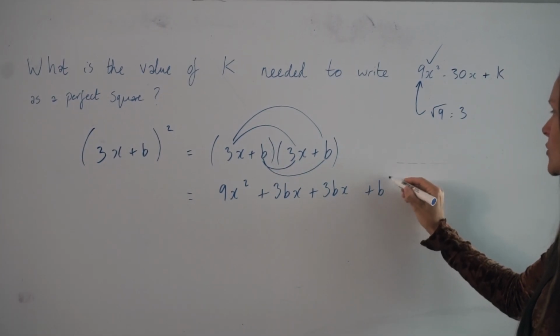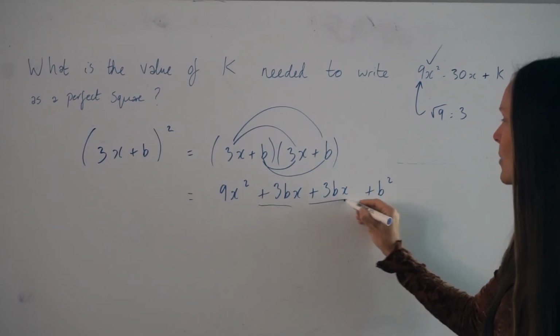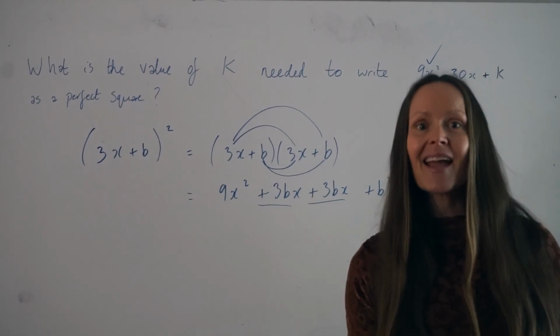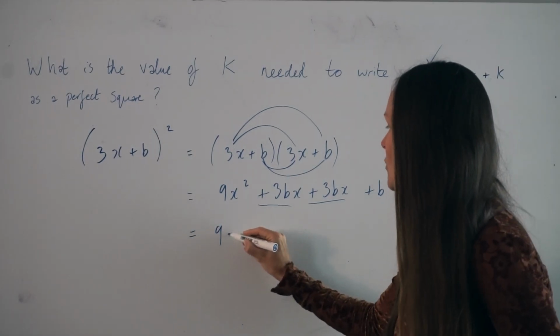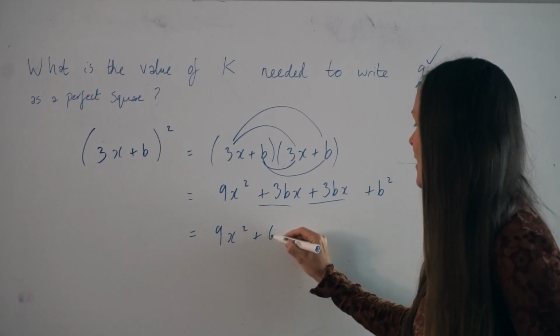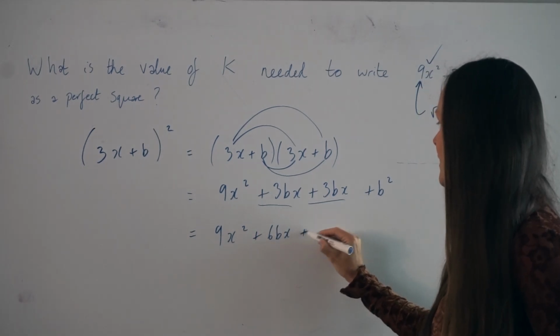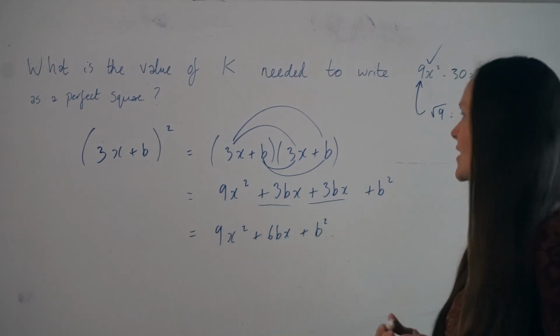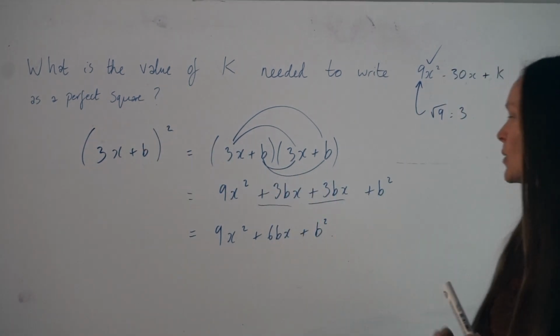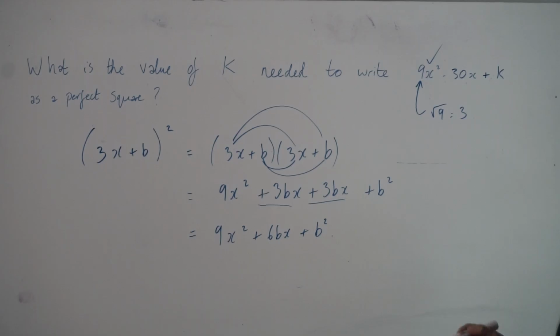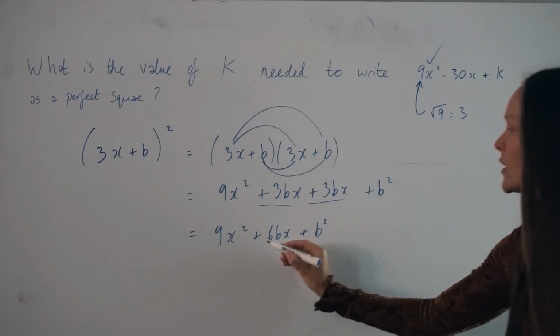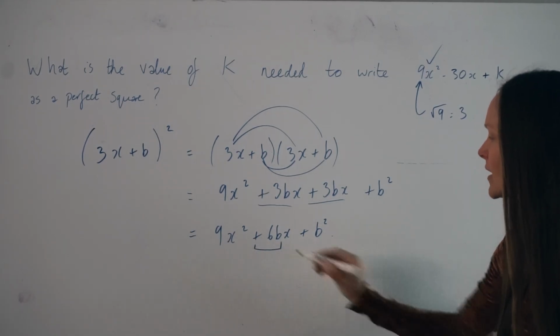I'm just going to simplify these terms by adding them together. 3bx plus 3bx is 6bx. So we now have 9x squared plus 6bx plus b squared. We've just expanded and simplified. To work out the value of b, you need to compare the coefficients of x, so the numbers that are being multiplied with x.